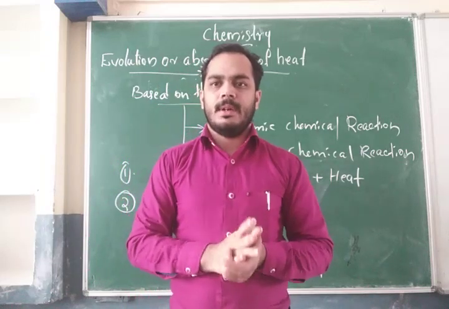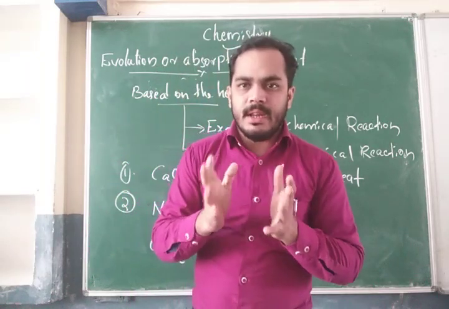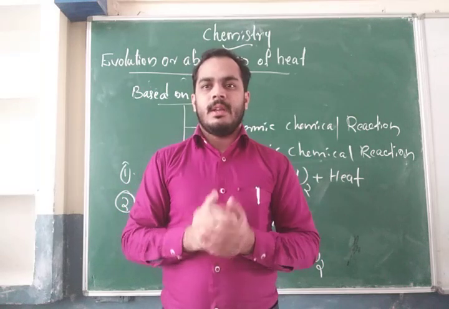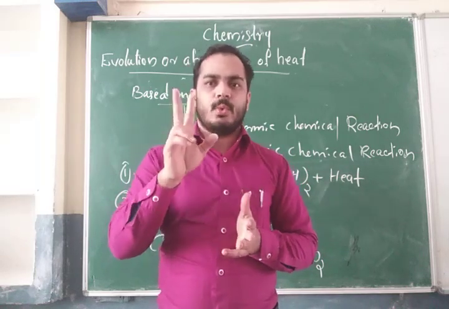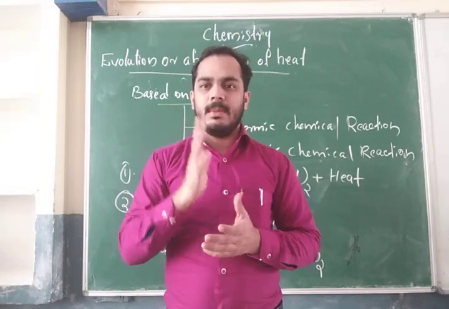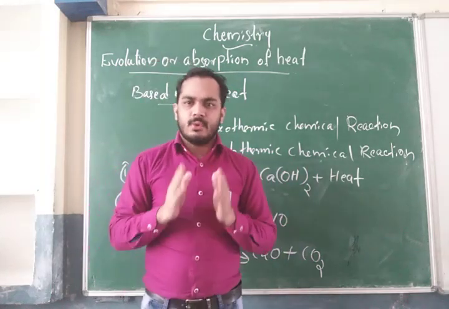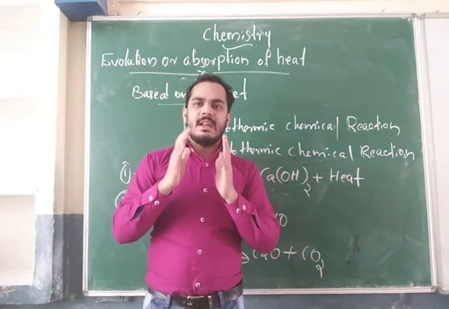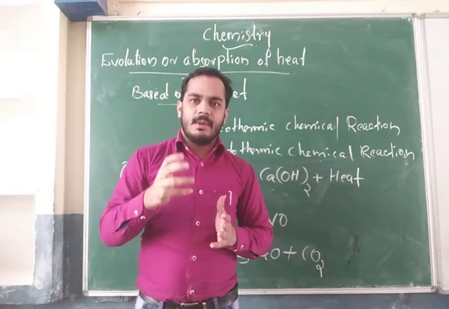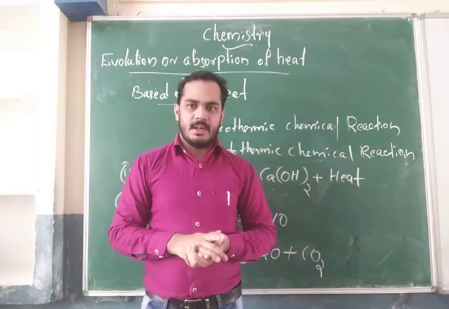Exothermic and endothermic chemical reaction. So here, based on whether heat energy is absorbed or evolved, the chemical reaction is classified into two categories: first one, exothermic reaction, and the endothermic reaction. What is meant by exothermic reaction? The exothermic reaction means the heat energy is evolved. Heat energy is evolved, meaning produced, in this chemical reaction is called exothermic reaction.